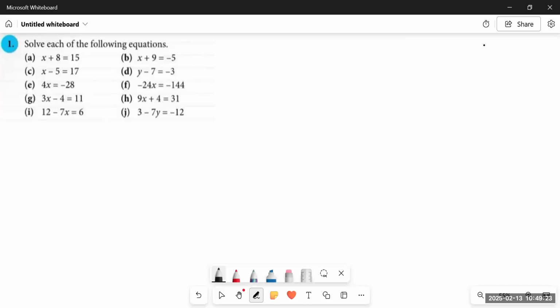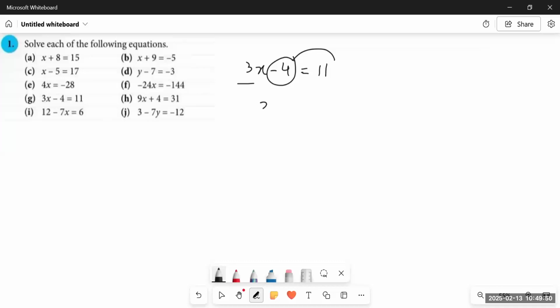Now in part G, we have to upgrade ourselves. We'll have a coefficient and a constant both with a variable. Whatever we have learned, now we have to apply that. So 3x minus 4 is equal to 11. Whenever you have such a case, you will remove the constant on the other hand side first, and then you will go for the coefficient. These are some of the steps that you have to recall again and again.